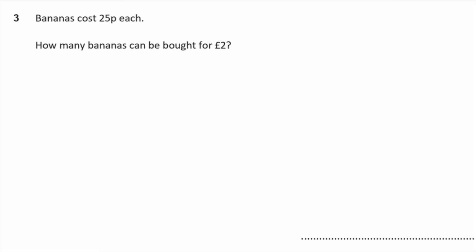Well, if they're 25p each, then I could get 2 bananas for 50p, which means I could get 4 bananas for £1, which means I could get 8 bananas for £2. Just double, double, double then, isn't it? Okay, so I think I can get 8.